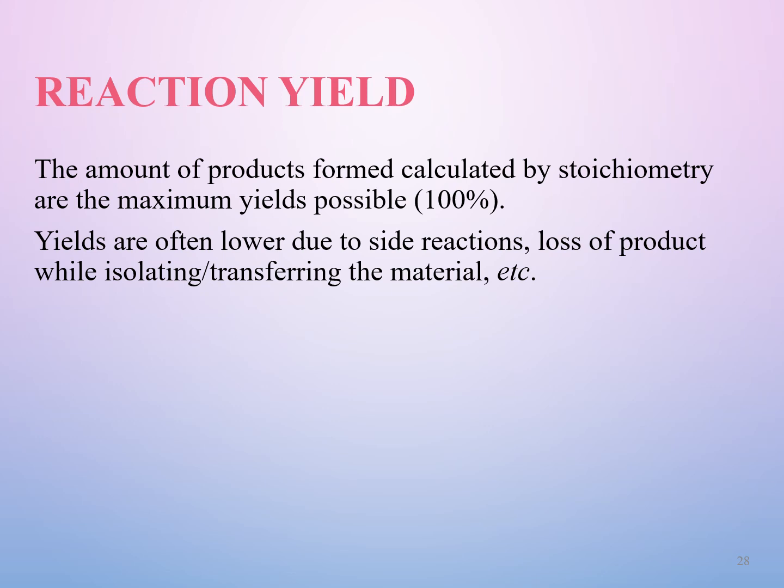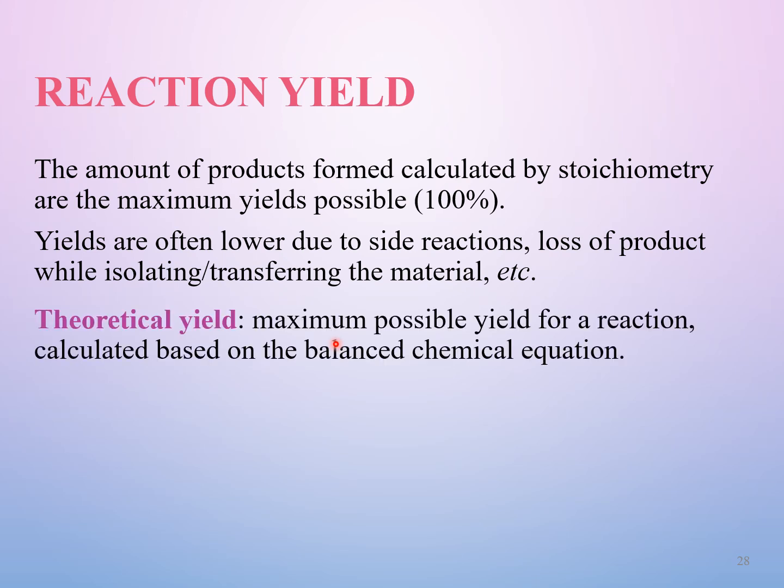Alright, so let's talk about reaction yield. So far when we calculate them, we've always said this is a theoretical yield, which is the maximum yield possible. Okay, so that's always 100%. A lot of times when you do experiments, our yields are usually lower than 100% because we have side reactions. Sometimes we lose product while transferring material or maybe purifying it. So it's always going to usually be less than 100. Okay, but theoretical yield means 100% is the maximum possible yield that you can make.